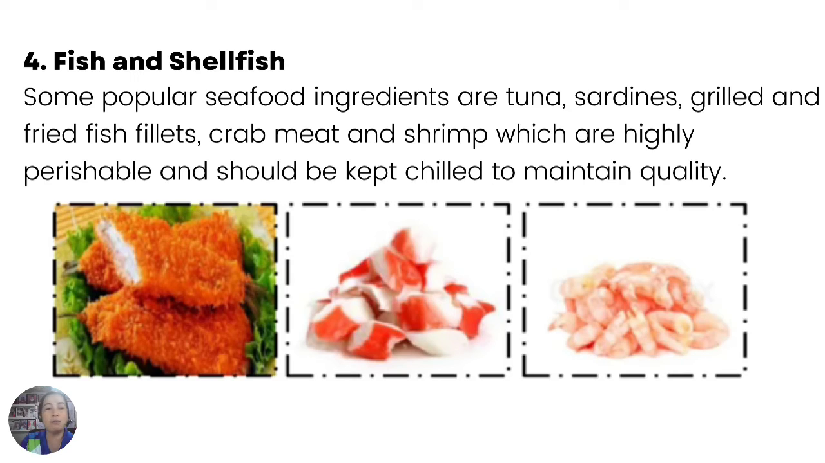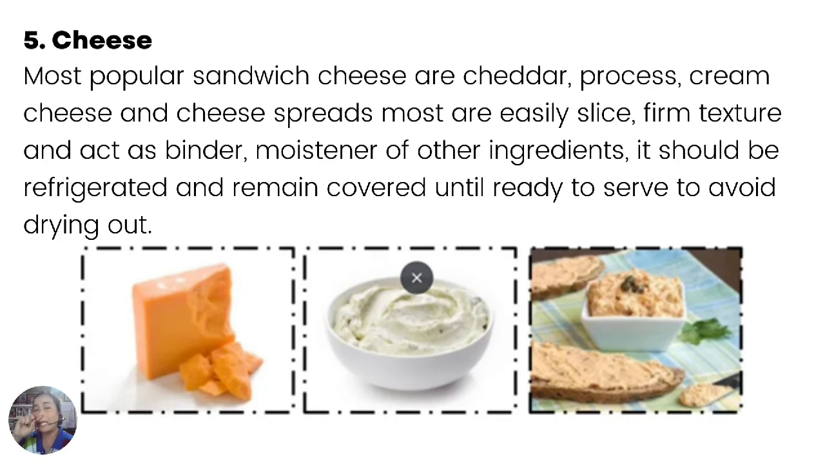Then, other than meat and poultry, we can also use fish and shellfish. And what are those? It can be tuna, sardines, grilled and fried fish fillet, crab meat, plus the shrimp. And these are highly perishable. Since madali siyang masira, they should be kept chilled to maintain its quality. Tandaan niyo po yan.